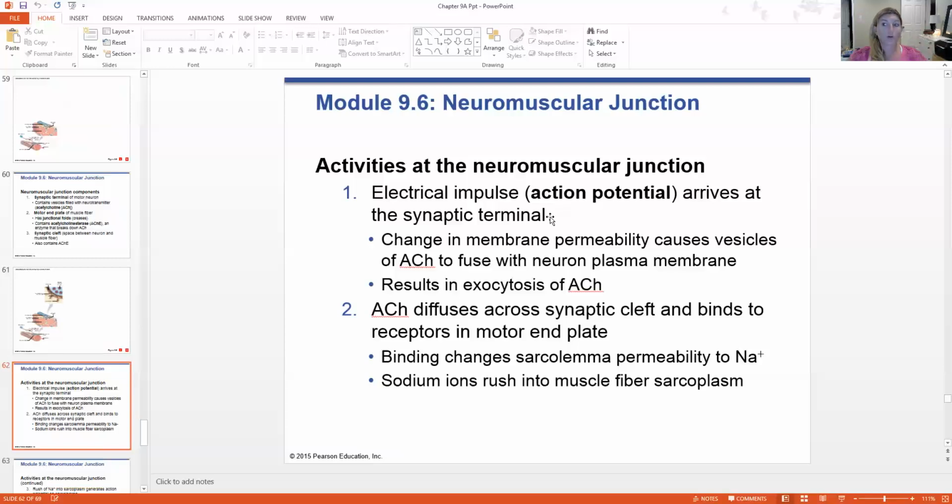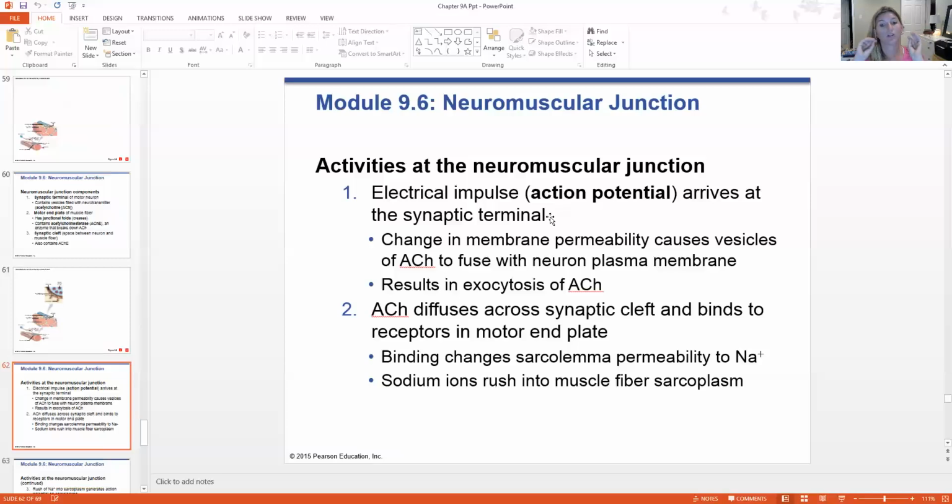So what goes on at a neuromuscular junction? First, there's an electrical impulse, an action potential. That action potential comes down the motor neuron to the synaptic terminal. What that does is change the membrane permeability of the neuron, which allows those vesicles that have acetylcholine to be released. It's exocytosis of acetylcholine into the synaptic cleft.